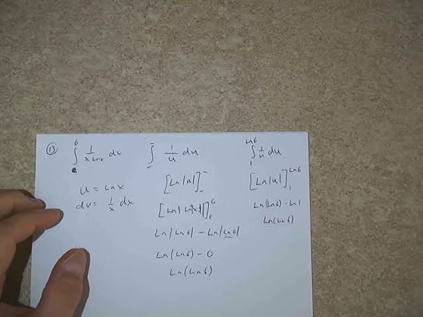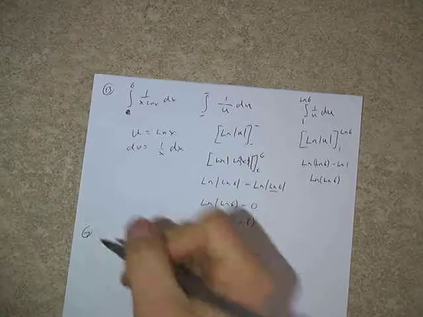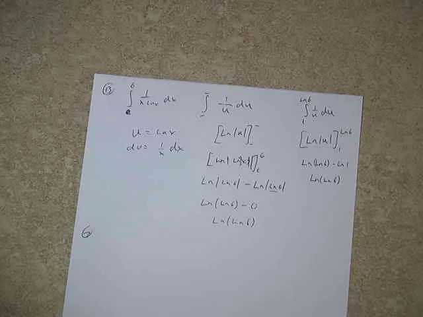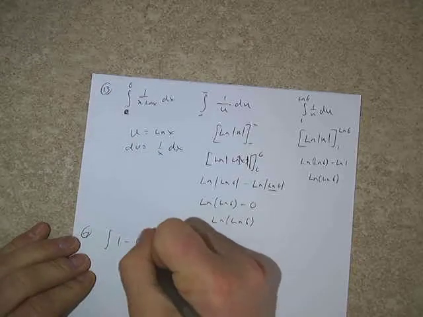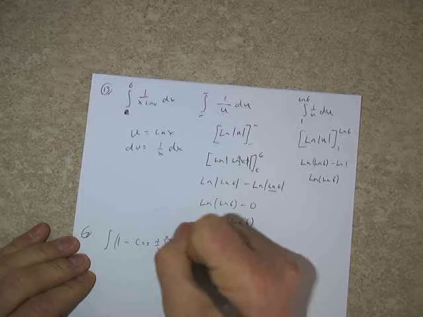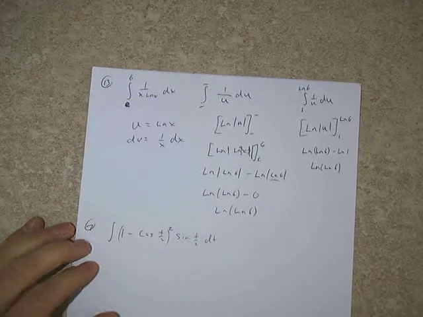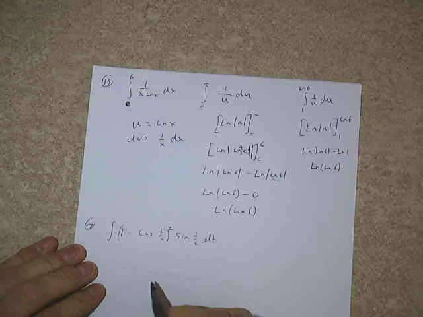What else? And 7, we have an integral of 1 minus cosine t over 2 all squared, and then sine t over 2 dt. And they ask us to use this as the u.